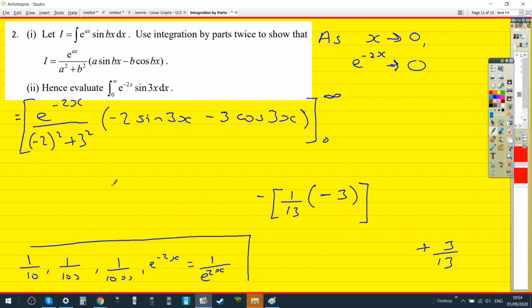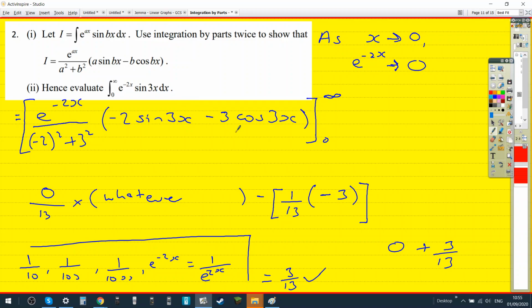I believe it will be like 0 over 13. That just gives you 0. And so times by whatever. And so what do we end up with? 0 plus 3 over 13. And so we get 3 over 13. Yay. That was not that bad. I didn't want to do sine 3x to infinity, I tell you that.